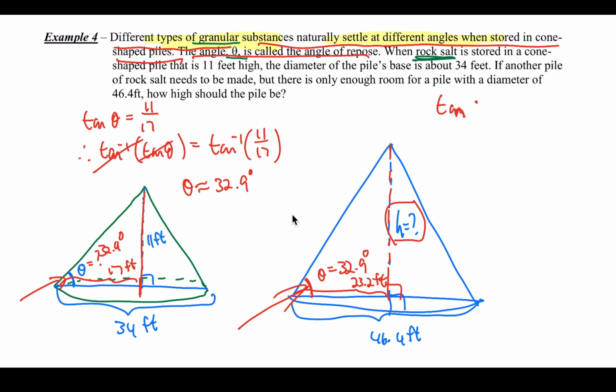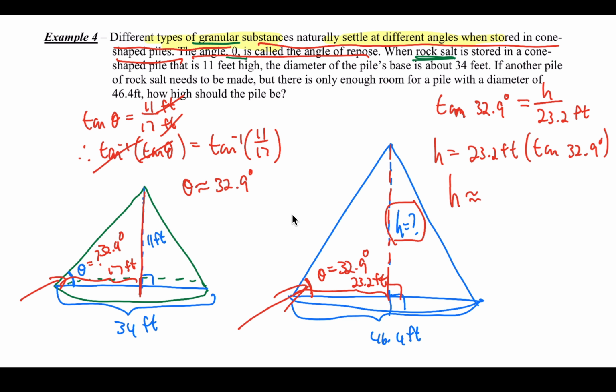I know the angle of repose. The tangent of 32.9 degrees is some unknown h over 23.2 feet. Notice I didn't write feet here because the feet cancel each other out, but the feet is actually important. So if I solve this for h, you multiply the 23.2 feet to both sides times tangent of 32.9 degrees. So what is the height? It's about 23.2 feet times tangent of 32.9. It's about 15 feet.